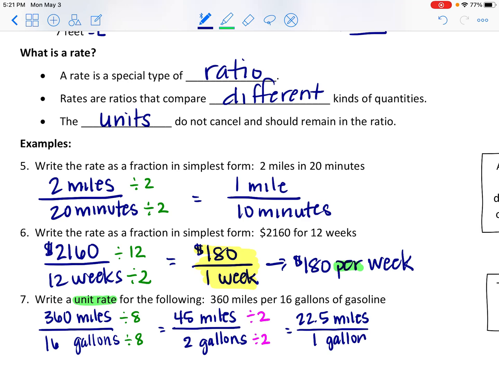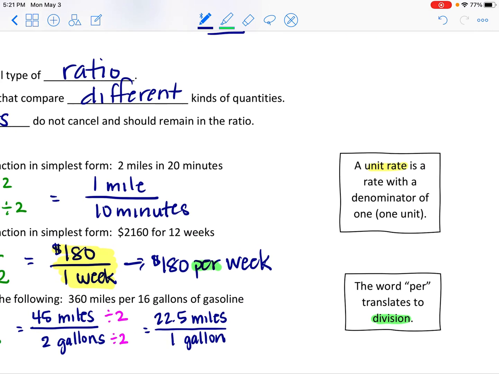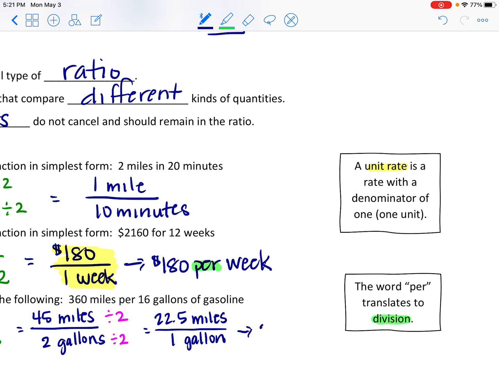Now again, it's improper to leave a decimal in a fraction like that, so this one you would see rewritten as 22.5 miles per gallon, and we actually have an abbreviation for miles per gallon that you've probably seen before.